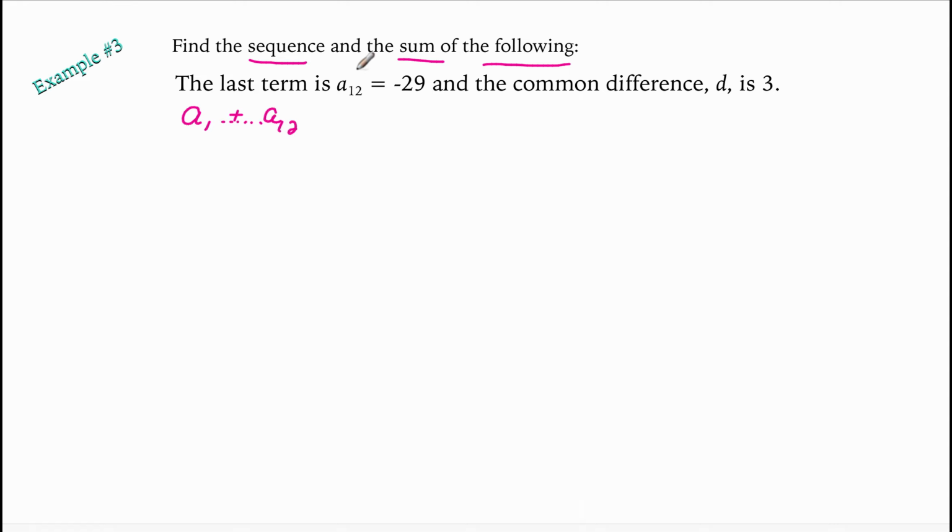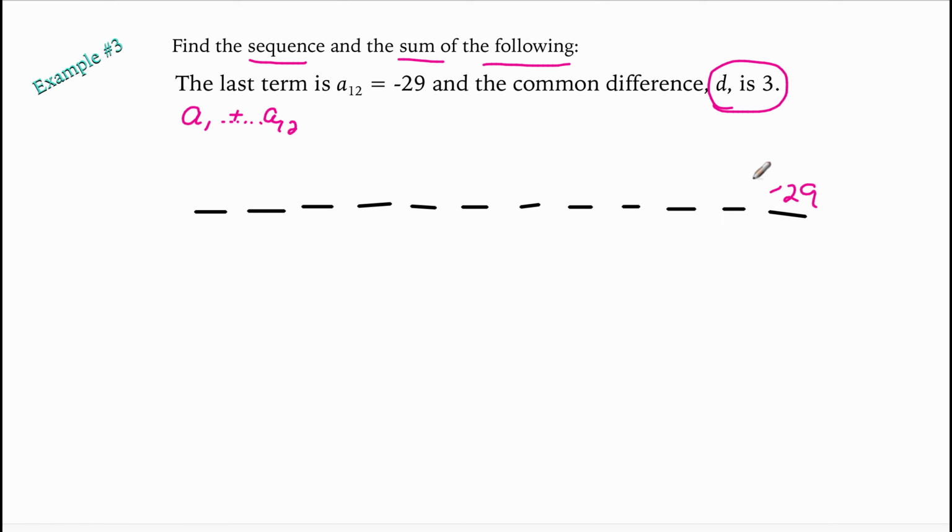All right, so since I'm asking for the sequence and the sum, I need 12 spots. 1, 2, 3, 4, 5, 6, 7, 8, 9, 10, 11, 12. Well, I know the 12th term is negative 29, and the common difference is 3. So that means I added on 3 to get to all of these terms.